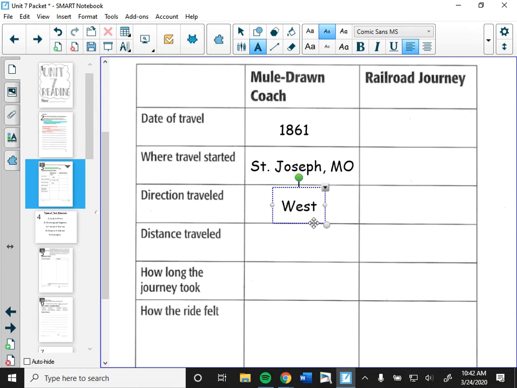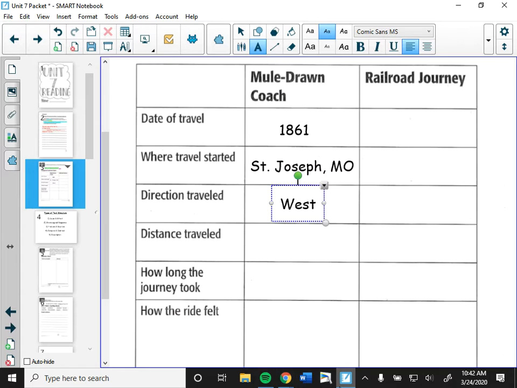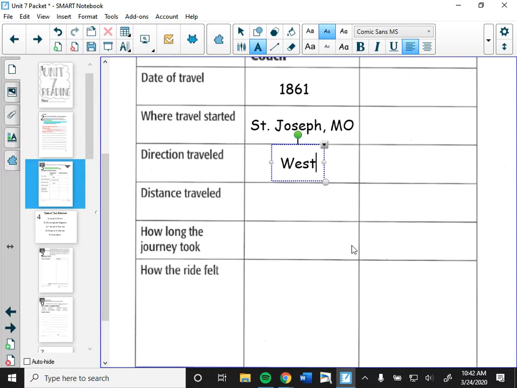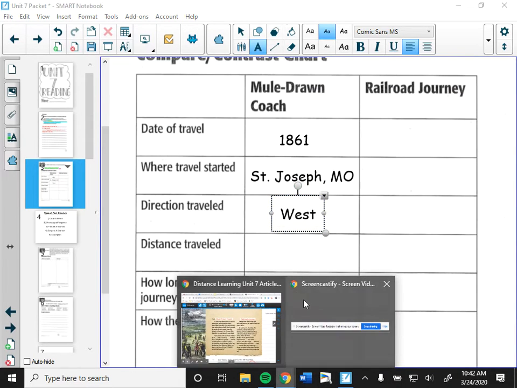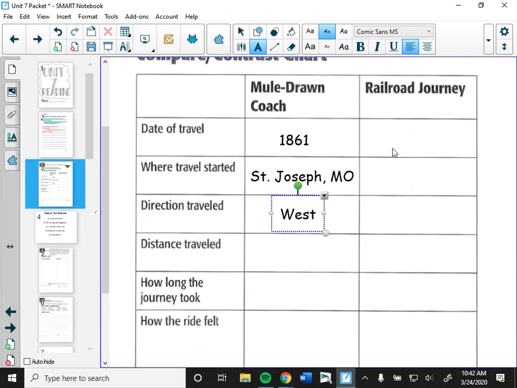I'm going to let you guys fill out the rest. We're just taking a look at the close details that Mark Twain mentions in his book on page 19 of the close reading article, as well as the author. So reread the mule-drawn coach and fill out the rest of this. Then move over to the railroad journey, which is over here, and fill that out.